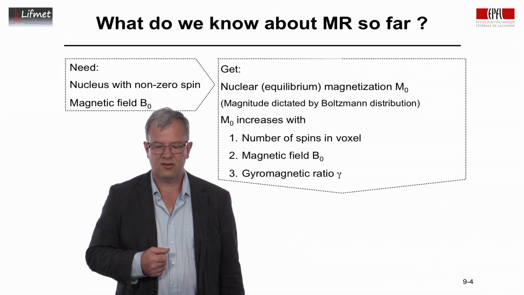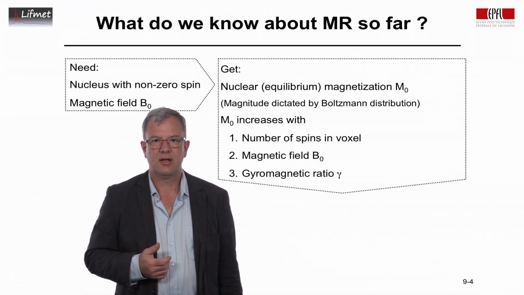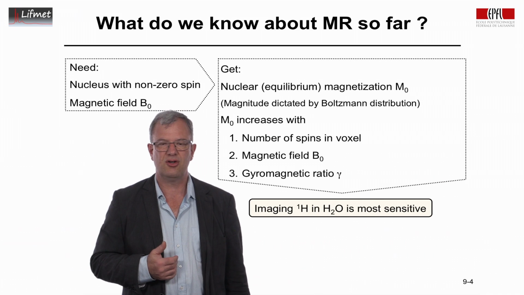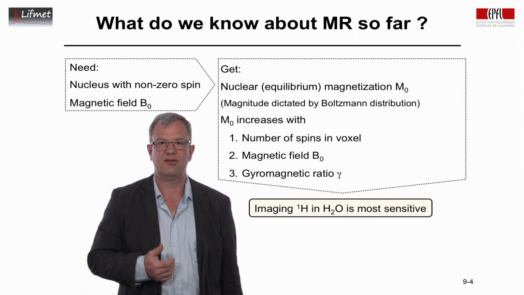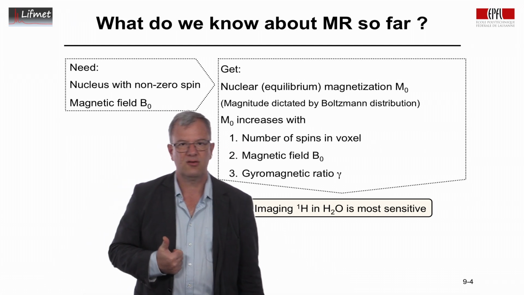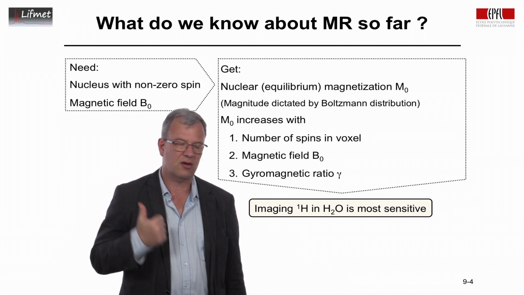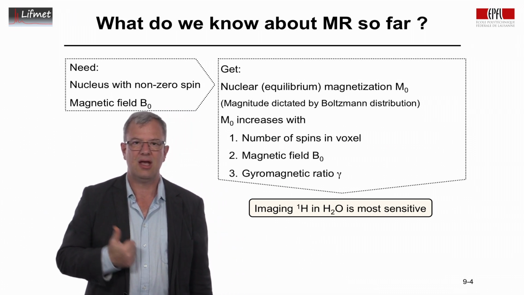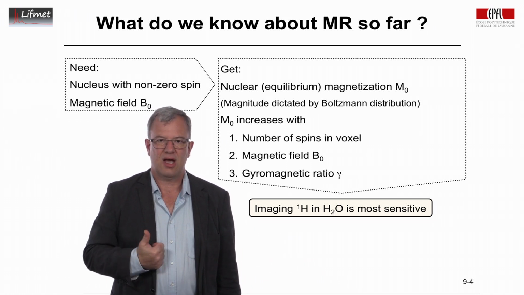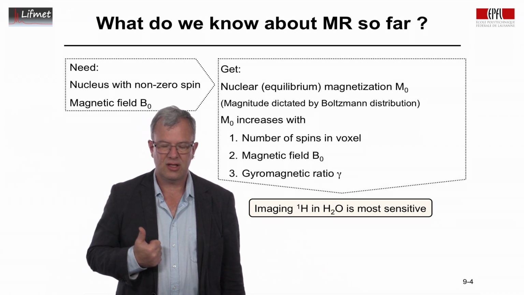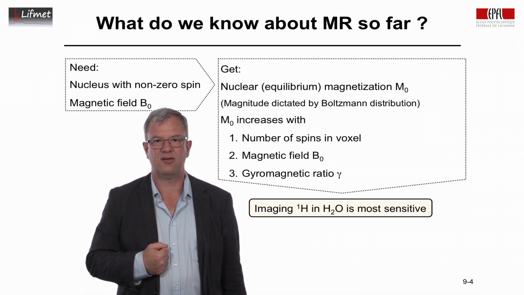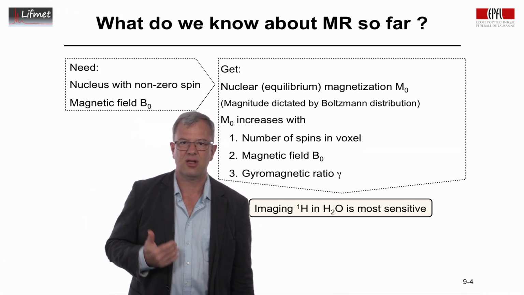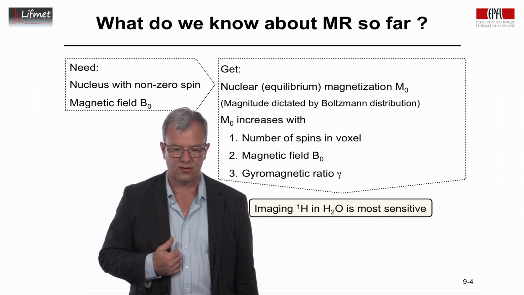Now if we take all these elements together, then our conclusion is that imaging of the proton, that is the hydrogen nucleus, in water is the most sensitive. Our body is filled with water, so we have a high number of spins. Water is present in concentrations of around 40-50 molar in the body, so it's about 80 molar protons in our body. It has the highest gyromagnetic ratio, so imaging of the proton in water is the most sensitive way to do imaging, and that's for most practical purposes, but not all. We will essentially consider imaging of water in this course.